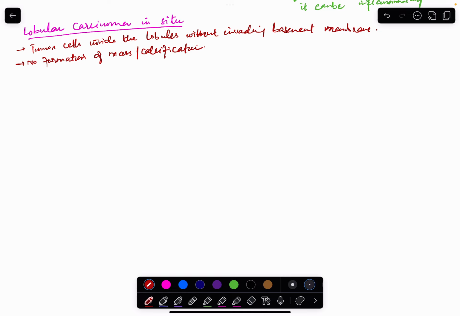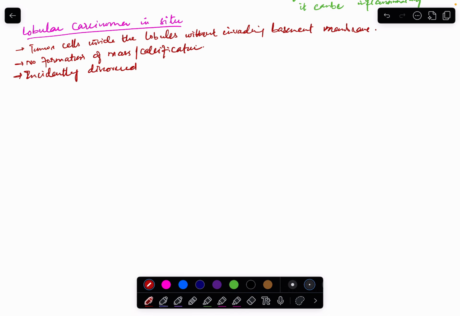So if they are not going to form any mass or any calcification, how are you going to diagnose it? Well, if a female comes to a clinic, she is coming to do a biopsy for some other reason of her chest, right? So it is discovered incidentally. Lobular carcinoma in situ is discovered incidentally, for some other condition.